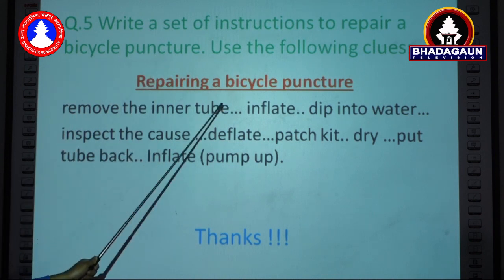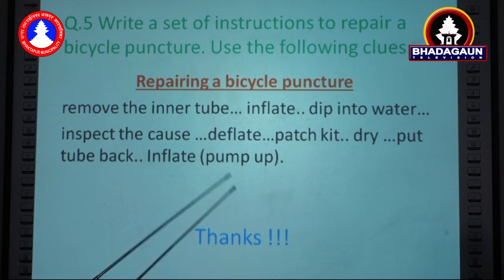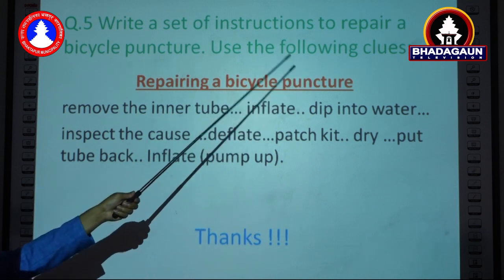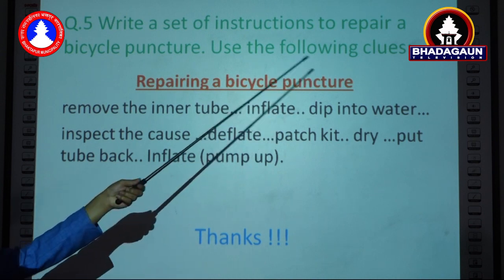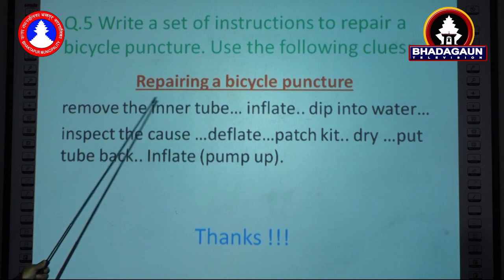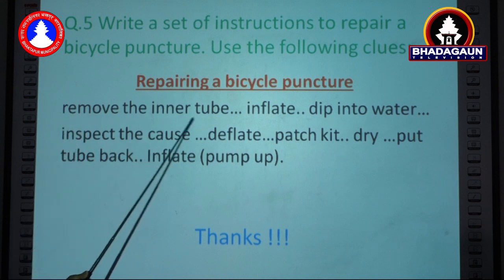This is the title. If the title is given, that's all right, that's nice. If not, you have to pick the title from the question. So the title is there, the topic is there. Use the following clue. The clue is here: remove the inner tube.